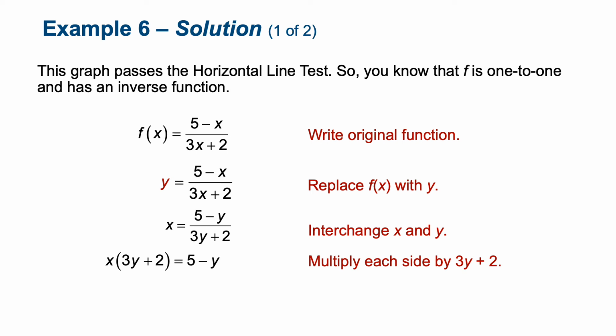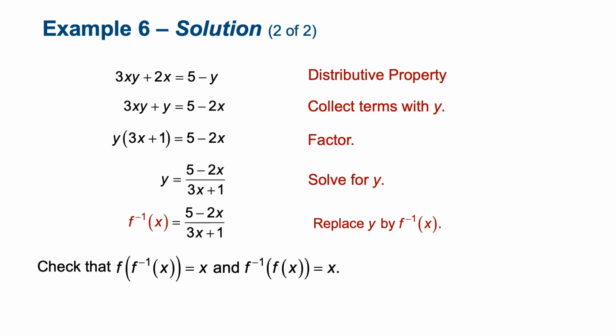Then we take this f of x and replace it with y. Then, this is the fun part: the old y becomes x, and the old x becomes a y. Now we're trying to solve for y, so let me multiply each side by 3y plus 2. On the left side I get x times 3y plus 2, equal to 5 minus y, so that cancels this one out. Then I distribute, and I get 3xy plus 2x is equal to 5 minus y.